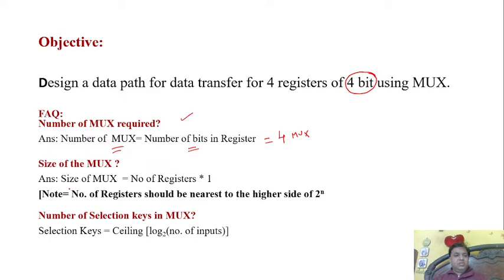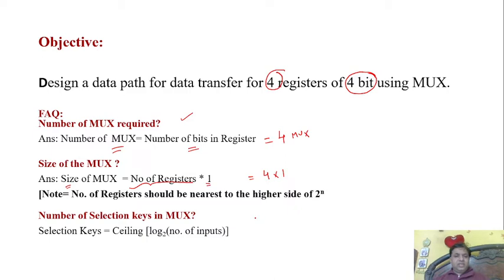The second thing is, what should be the size of that multiplexer? The size of the multiplexer can be determined by the number of registers into 1. The number of registers is 4, so the size of each multiplexer will be 4 cross 1.